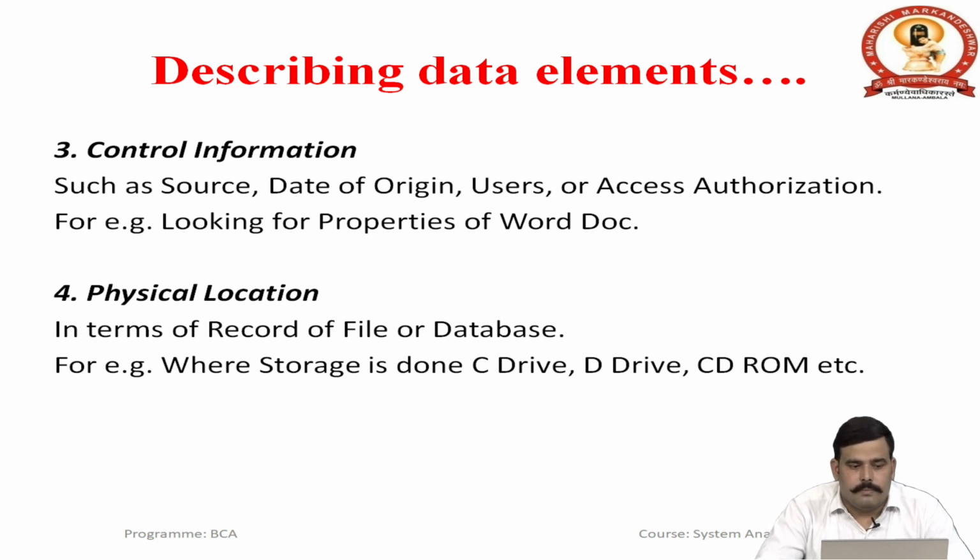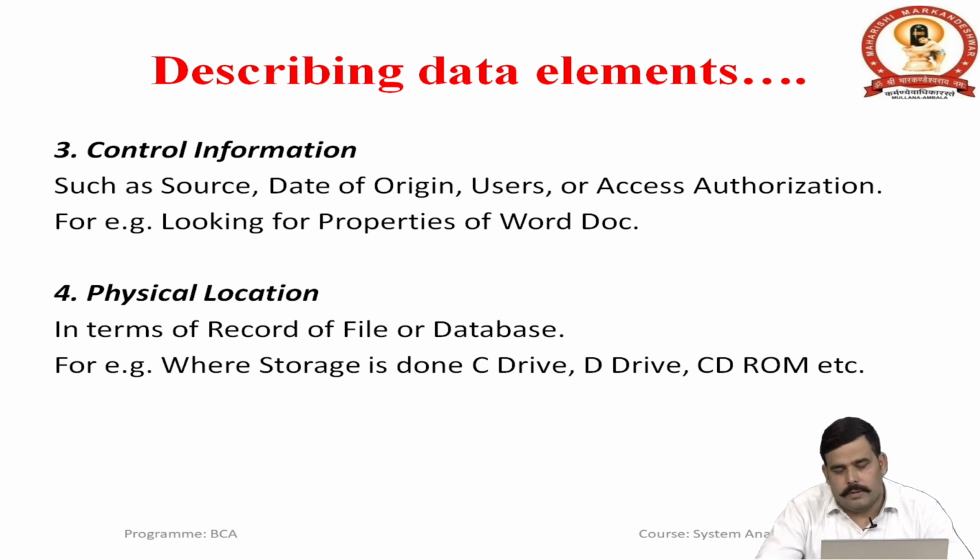Control information such as source, date of origin, users or access authorization. For example, looking at the properties of a Word document. If we have a document created with MS Word, that is the control information. We can look at the date of origin, when we created that document, who created that document, who is the author, and access authorization. So, these are related to the control information for a data element.